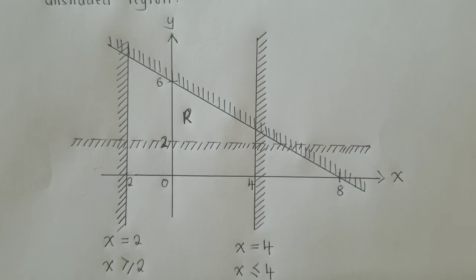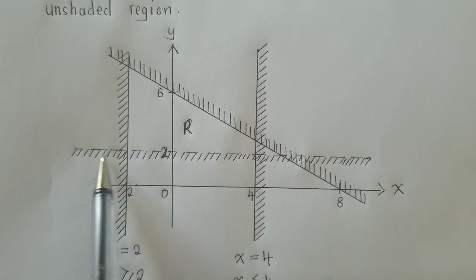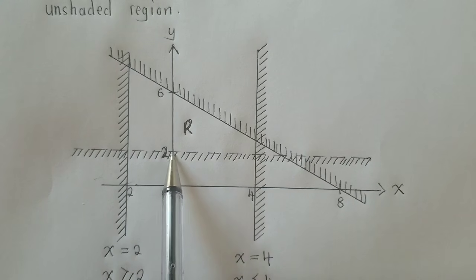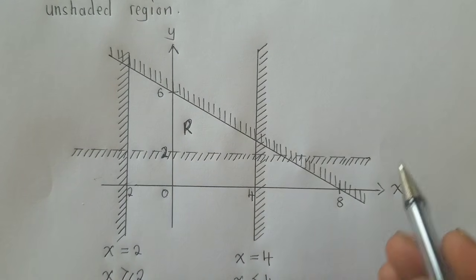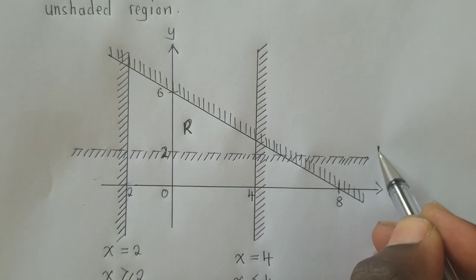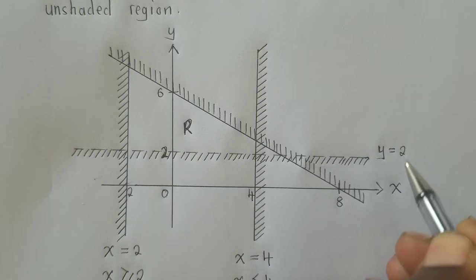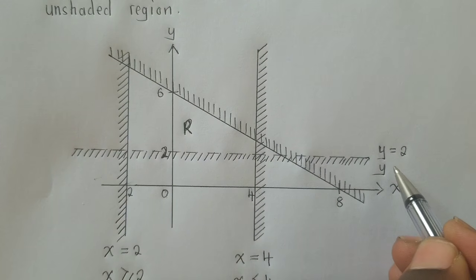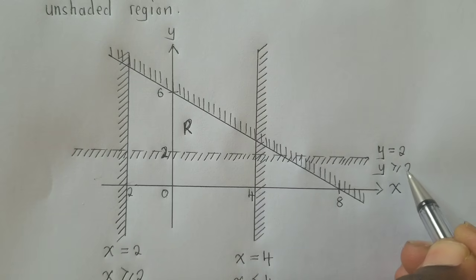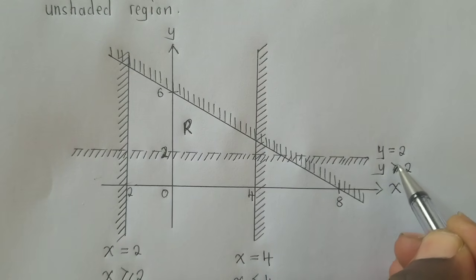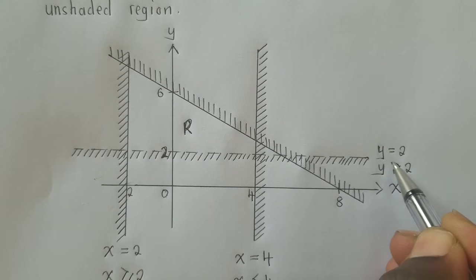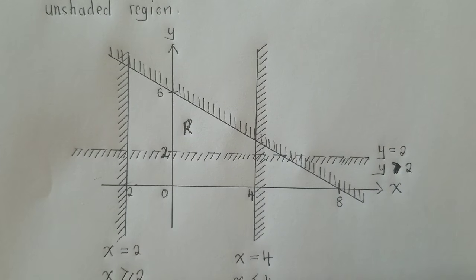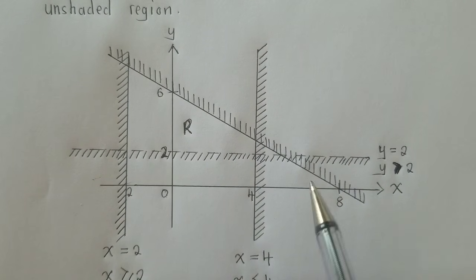Let's come to this other one. So this one is passing at 2. Which axis is this? It's y. So this is y is equal to 2. The inequality will be y is greater than or equal to 2. Just greater. Let's not make another mistake. This is just greater. y is greater than 2.